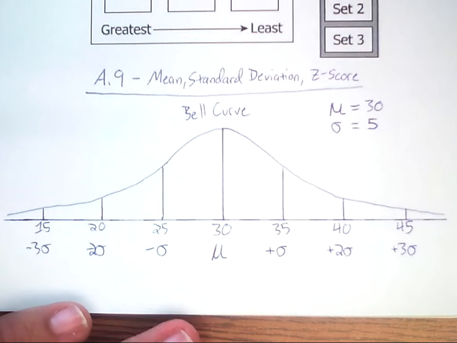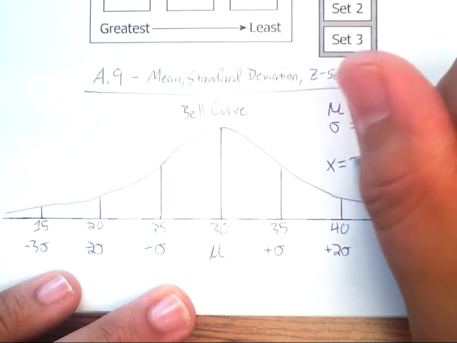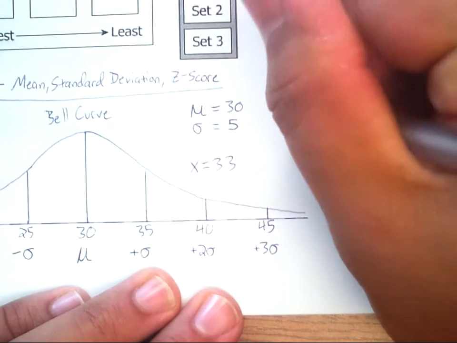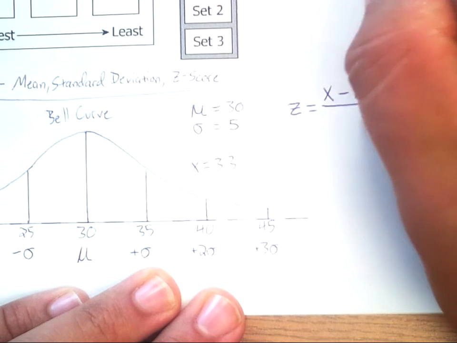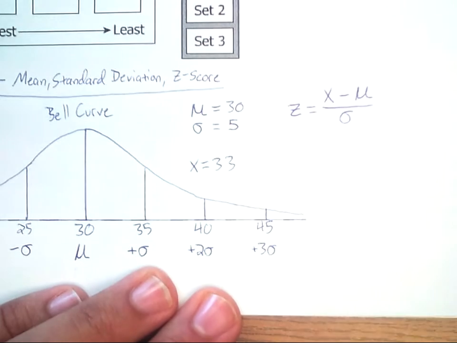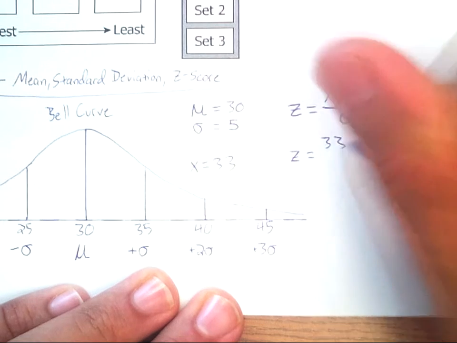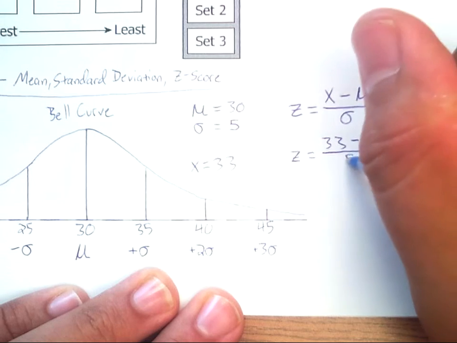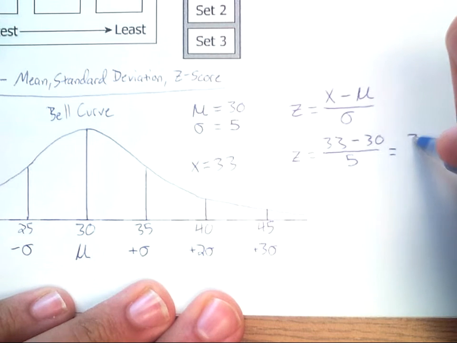So let's suppose I tell you that there's a data point and it equals 33. Well, the z-score formula looks like this. Z equals the data point minus the mean, all divided by the standard deviation. So all we have to do is just plug in the necessary information to get our z-score. So we happen to know that X is 33, and we happen to know that the mean is 30, and the standard deviation is 5. So when we start cleaning this up a little bit, we'll get 3 divided by 5.